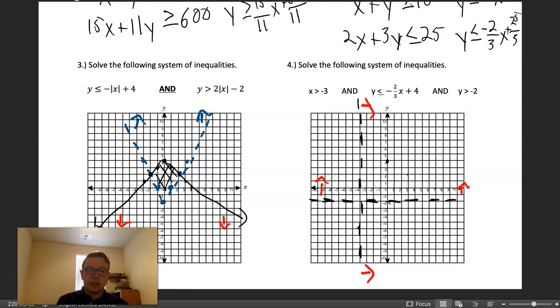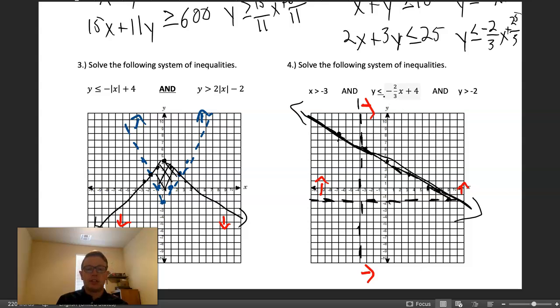We're going to go down 2 over 3, down 2 over 3, and keep going like that. Let's go the other way as well. And we get something that looks roughly like that. We're going to draw a solid line through this because our inequality is less than or equal to.